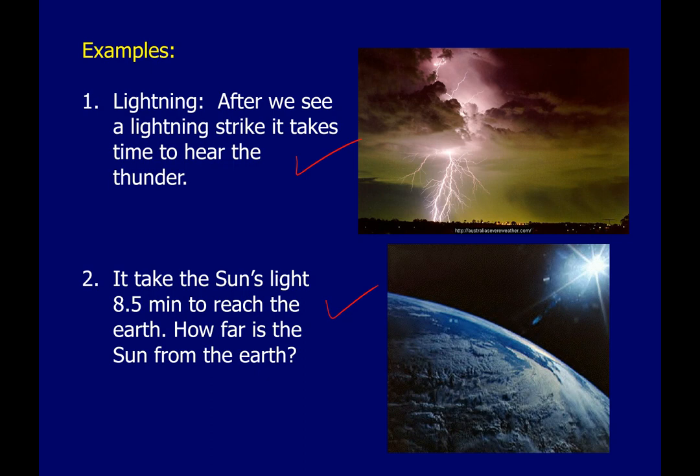How far is the sun from the earth? Well, it's really, really far. We can calculate it using an age-old formula: speed, which has the symbol v in physics, but I'll just write it out. Speed is equal to distance divided by time. If I rearrange that to solve for distance, distance is equal to speed times time.